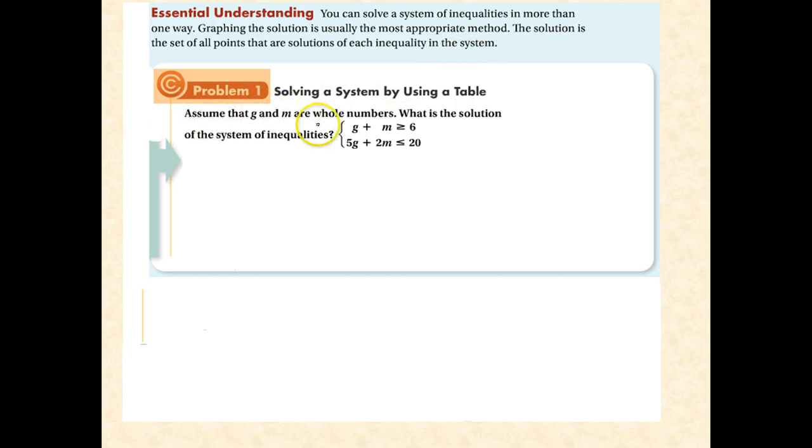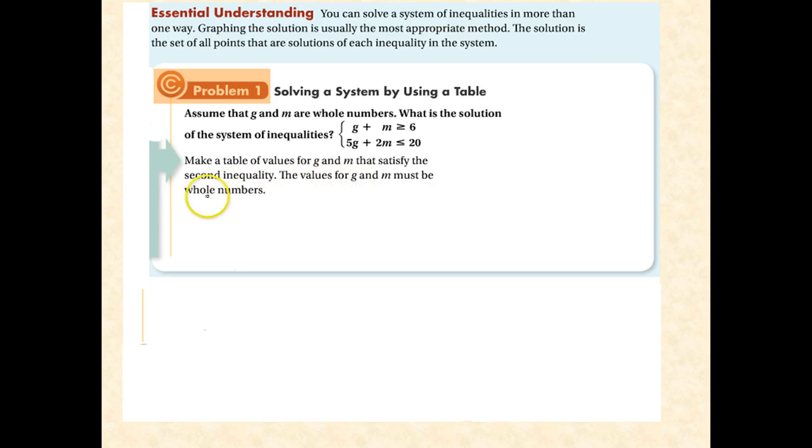So, here is a system, and remember when we first started solving, we started using a table. So let's see if we can make a table and see how good this table is. So here's a system of inequalities. g plus m is greater than or equal to 6. 5g plus 2m is less than or equal to 20. Let's make a table of values for g and m that satisfy the second inequality.